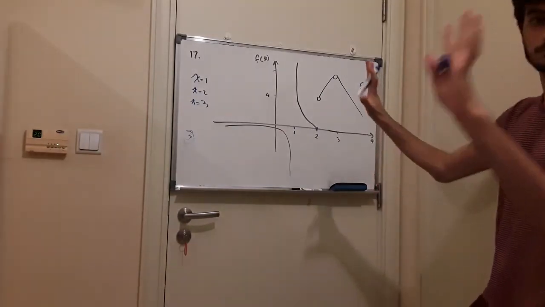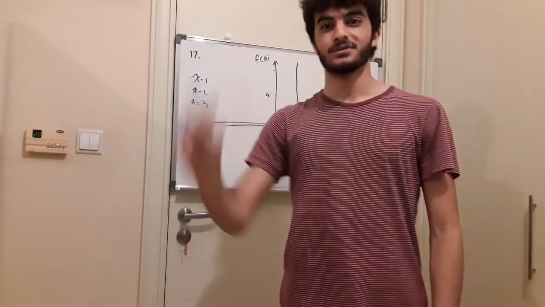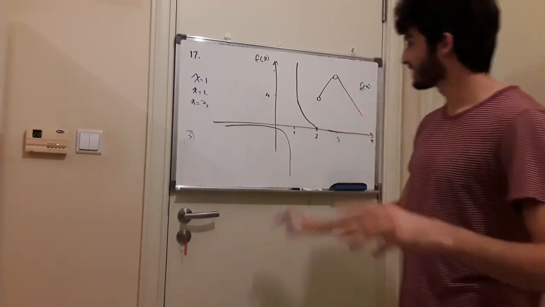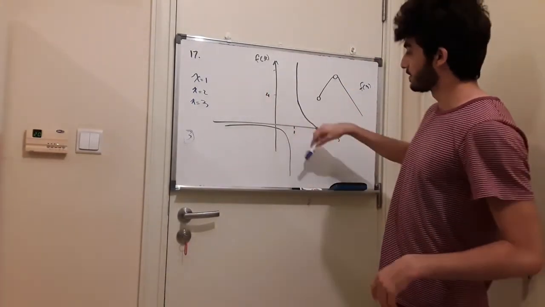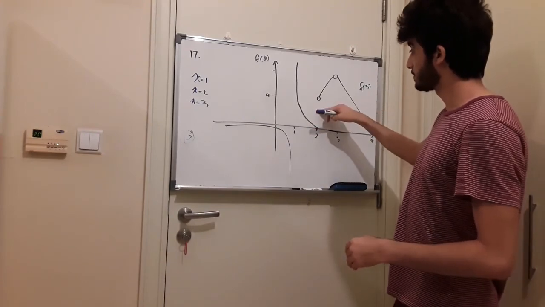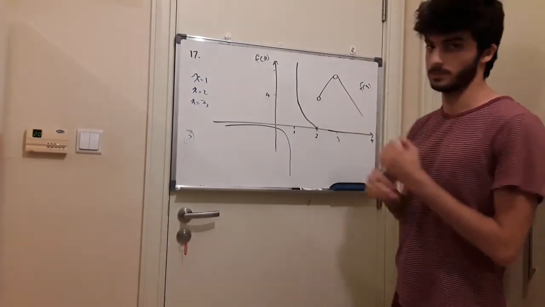And that's it. Thank you. Wait, I think this is called an infinite discontinuity. So this one would be infinite discontinuity, this is jump discontinuity, and this is removable discontinuity.